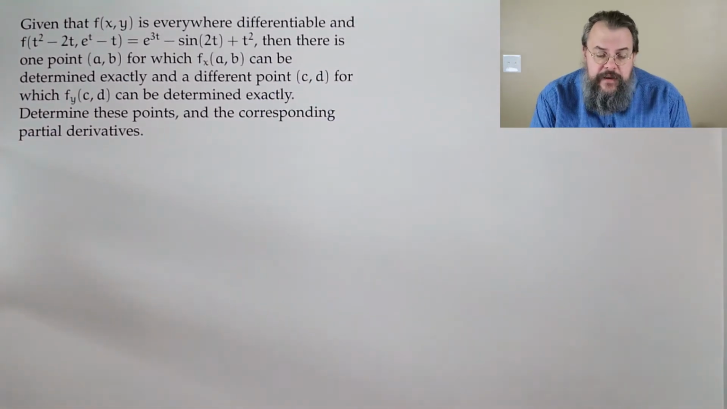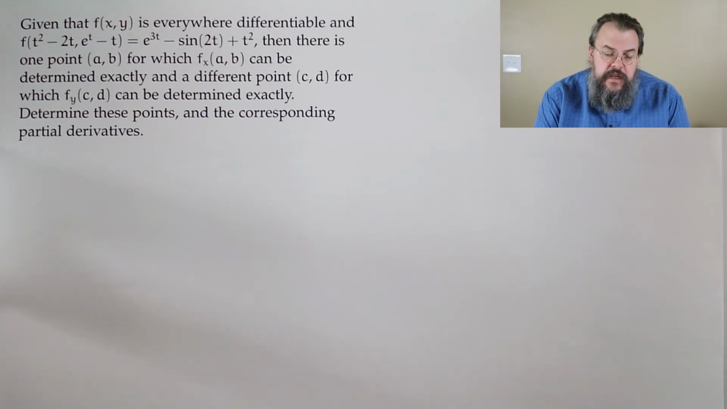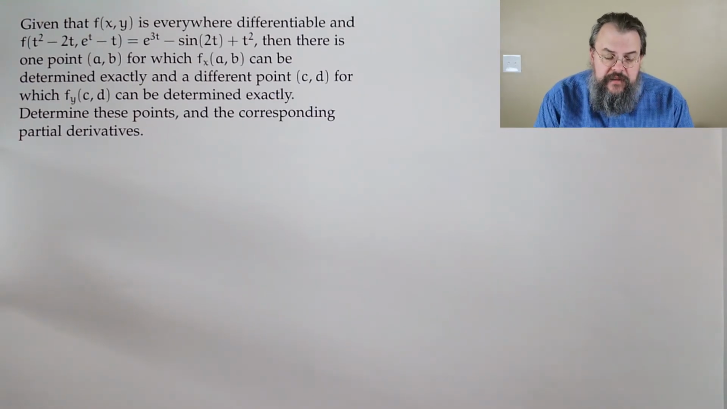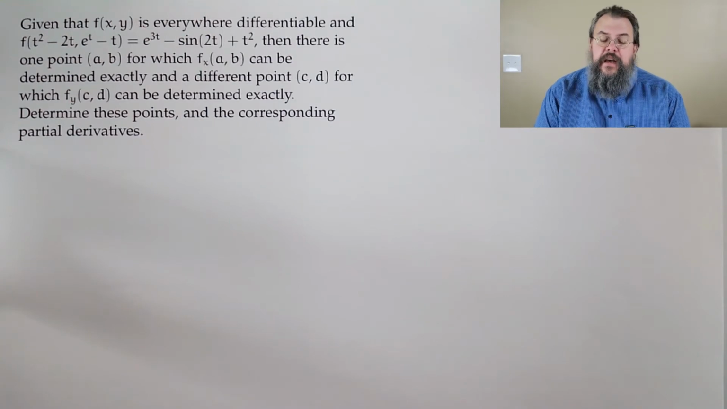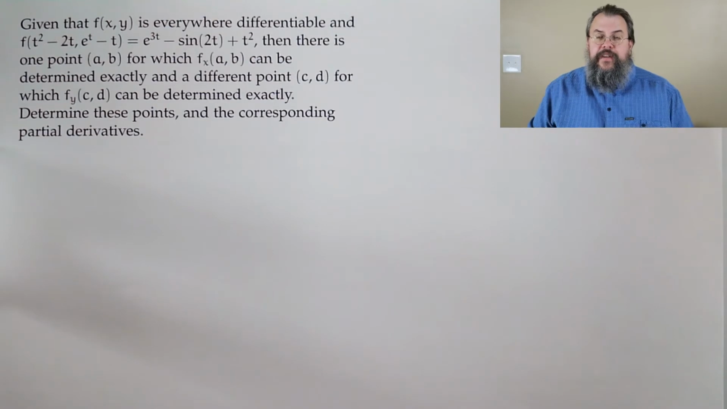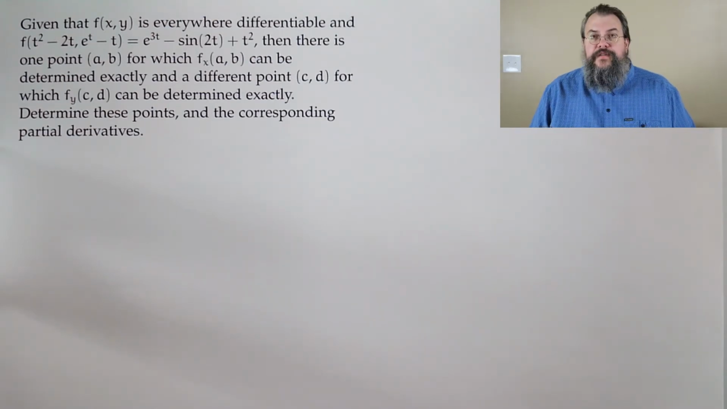Given that f of x,y is everywhere differentiable, that means we can take derivatives wherever we want, and f of (t squared minus 2t, e to the t minus t) is this really bizarre expression, something. All right. Then there is one point for which f sub x can be determined exactly, and there's a different point for which f sub y can be determined exactly. Determine these points and the corresponding partial derivatives.